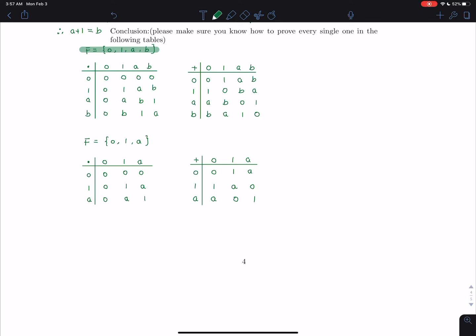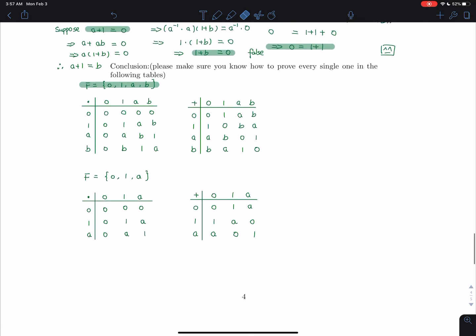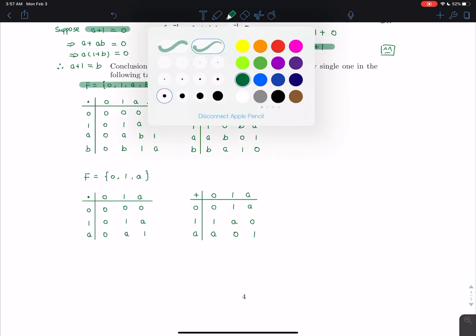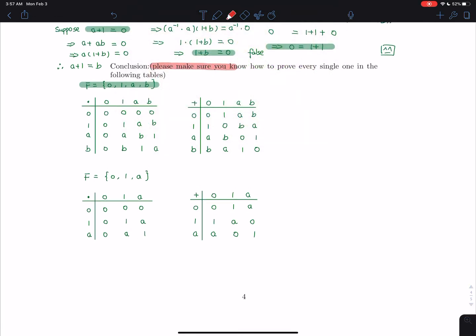This one, you might ask me, how did I fill this in? Well, you need to prove it, okay? So, this is really important. This sentence. Okay? Go home and make sure you know how to prove every single one of them. Use elimination, use whatever we proved in lecture or in my video. Just make sure you know how to prove them.